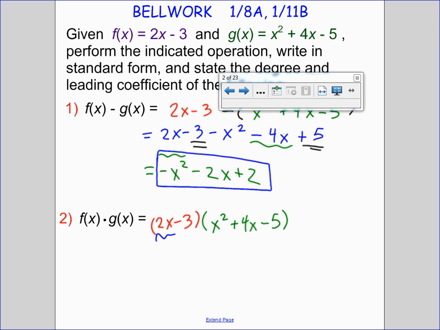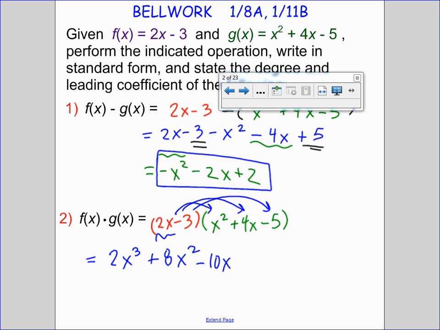So we'll focus in first on that 2x, the first term in that binomial f of x. And we're going to distribute that through the second set of parentheses, right? Term by term in accordance with the distributive property using the operation multiplication. Let's do that. 2x times x squared equals 2x cubed plus 2x times 4x is 8x squared minus 5 times 2x is minus 10x. Well, no, that's not all.